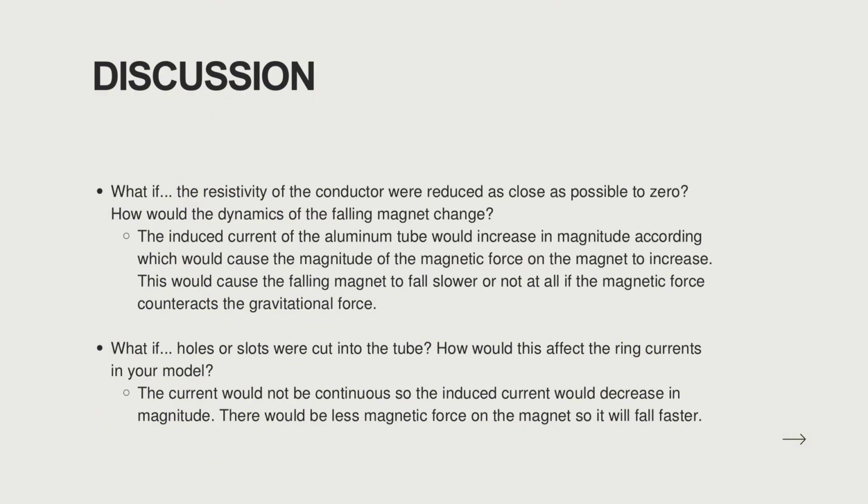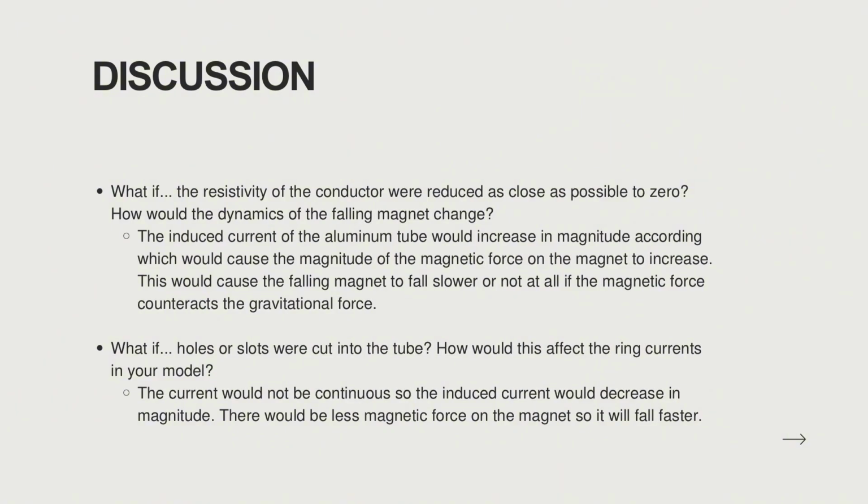For our discussion, our first question was, what if the resistivity of the conductor were reduced to as close as possible to 0? And how would the dynamics of the falling magnet change? To this, I answered that the induced current of the aluminum tube would increase in magnitude accordingly, which would cause the magnitude of the magnetic force on the magnet to increase. This would cause the falling magnet to fall slower or not at all if the magnetic force counteracts gravitational force entirely.